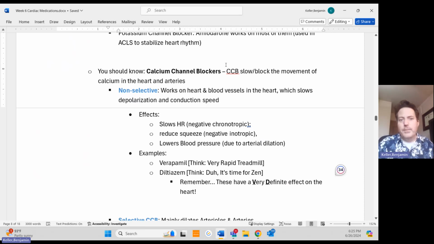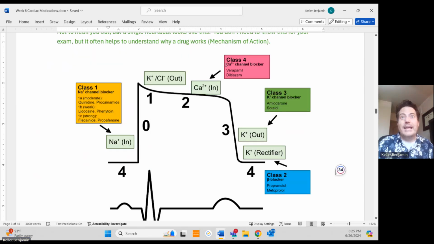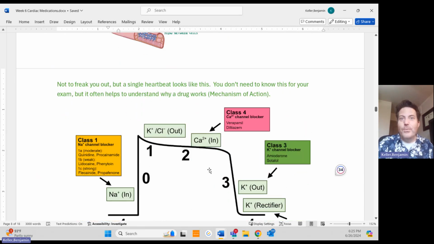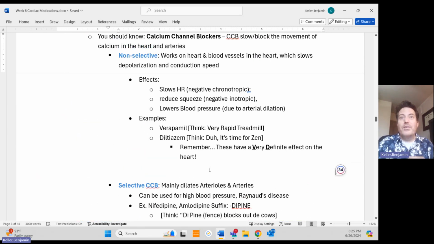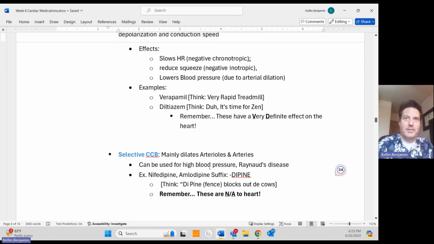So you should know calcium channel blockers for your exam. CCBs work by blocking the movement of calcium in the heart and the arteries. When we just talked about how that works, it slows it down by blocking these gap junctions. Isn't that cool how that works? So because we're slowing those things down, that slows down the depolarization and the conduction speed.